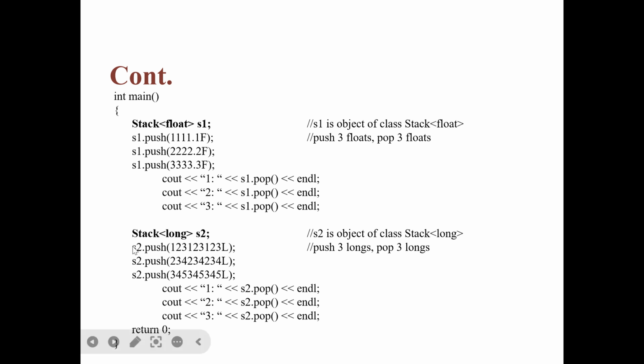And the next one is about the stack with the data type long for the object s2. Similarly, it creates another object s2 and pushes three long integer values onto it. So using s2 we are pushing three values in the long data type. Finally, it pops and prints these long integers one by one, again demonstrating the last in first out order of the stack.